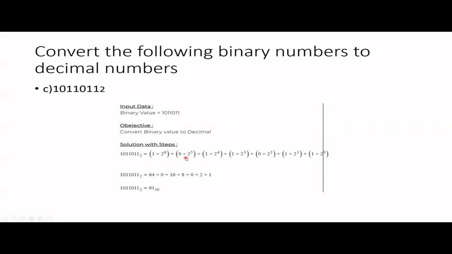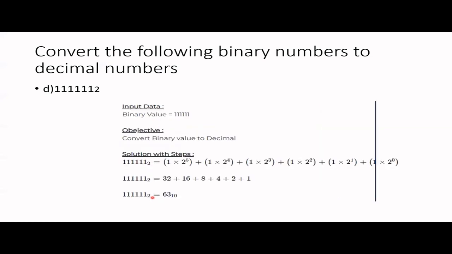Never calculate 2 to the power 5. It's 32, I know it, but there's no need, because 0 into anything, 0 into 1 million, is 0, right? So don't worry. 1 into 2 to the power 6 is 64, and 1 into that is 1. So 64 plus 16 plus 8 plus 2 plus 1. So the answer is 91.